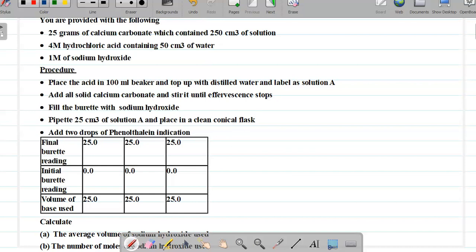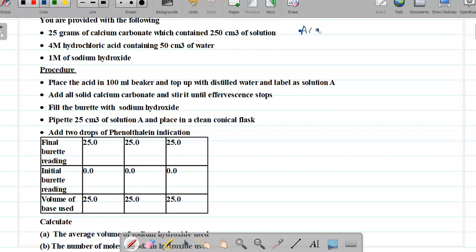Today we are learning back titration. We have finished simple titration. In this back titration that we are learning today, we have these questions. You are provided with the following. Back titration is different from simple titration. Simple titration dealt only with a reaction between acid and base, or between acid and carbonate. But this one deals with three solutions.